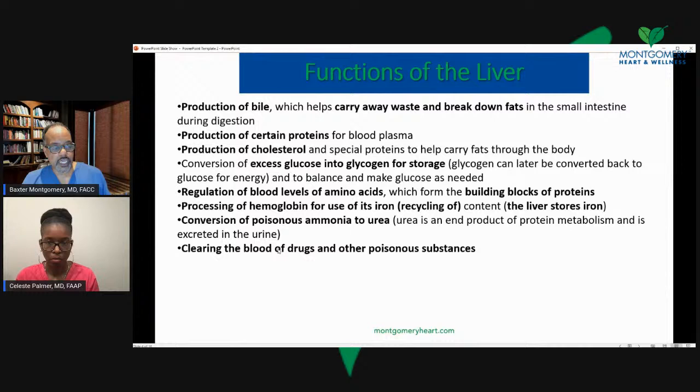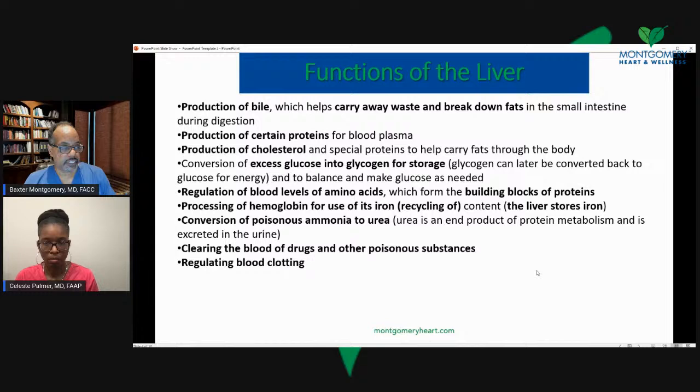Another function is clearing blood of drugs and other poisonous substances. I like the way, and I got this from, I think, the Mayo Clinic or somewhere, they say drugs are poisonous substances, because they're not natural for the body. They could be considered poisonous substances, even though we use them for specific beneficial reasons, but drugs are abnormal to the body. And so the liver has to process it, so it has to be cleared.